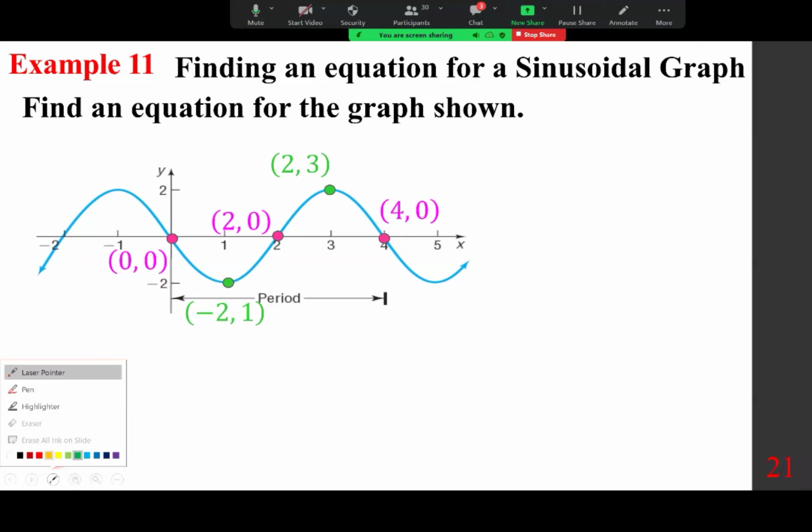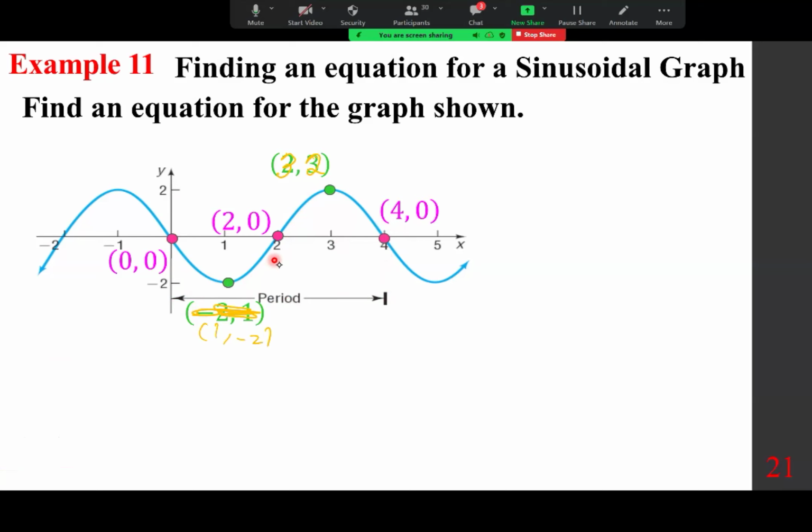We also have those pairs: (3, 2) and (1, -2). This gives you a complete cycle. So the period is 4.